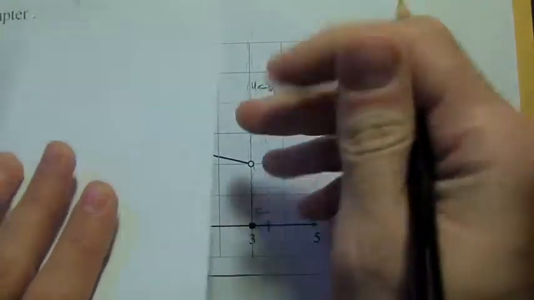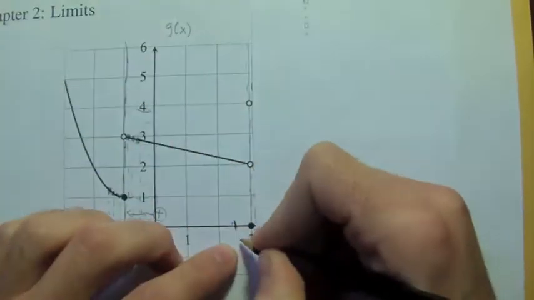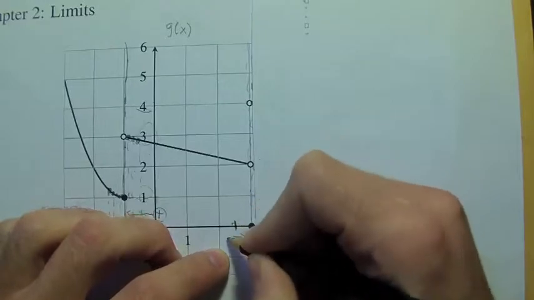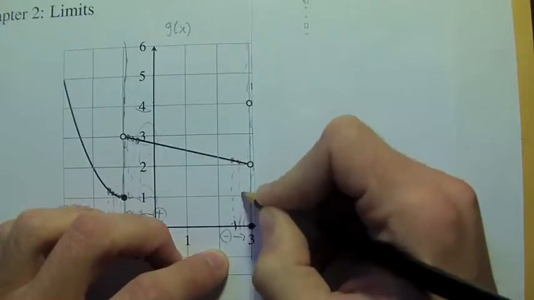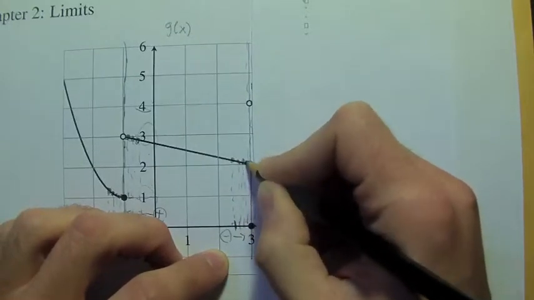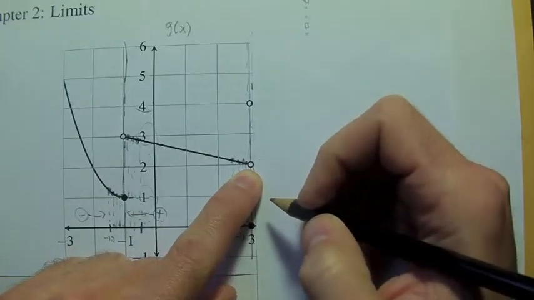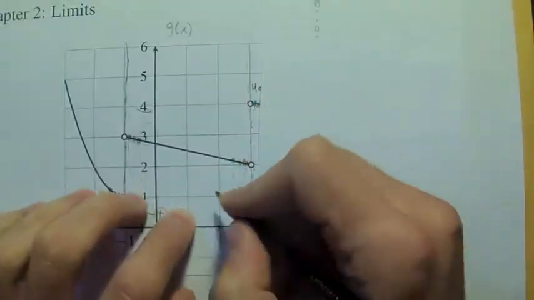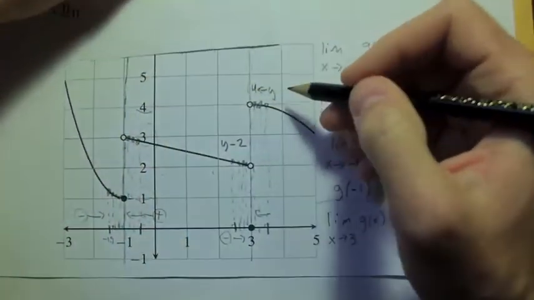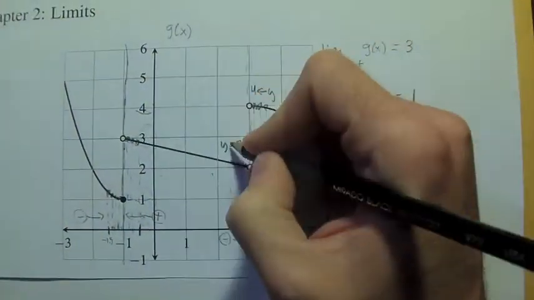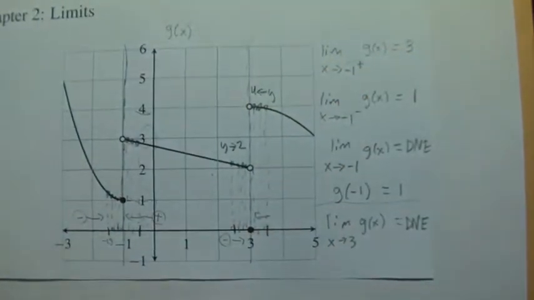Okay? But on the other side, right, at 2.5 and heading towards 3, the points are getting closer and closer instead to this open dot, okay, which is at 2. So the y's on this side are getting closer and closer to 2. So from the right, the y values, or g, is getting closer to 4, while on this side they're getting closer and closer to 2. They don't match, right? They don't match.